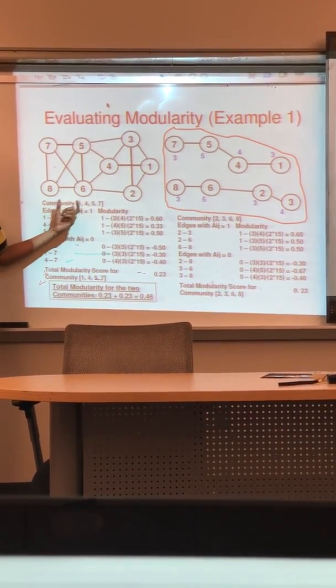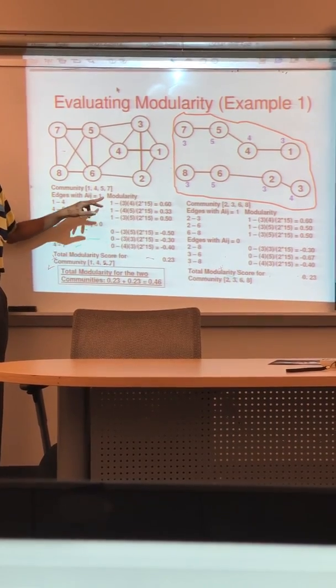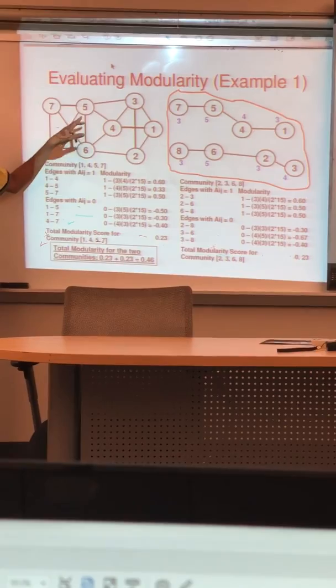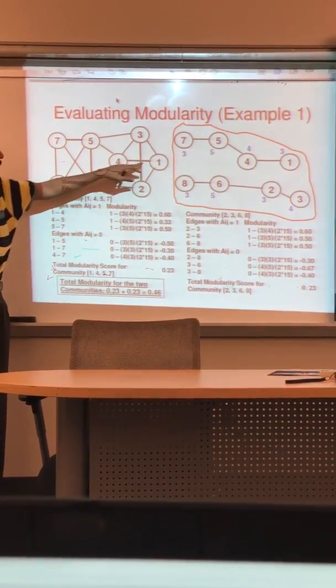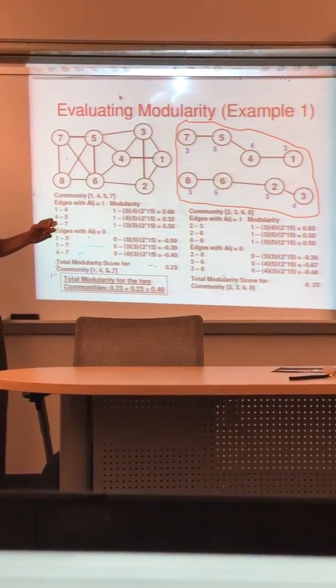for any pair it is either 1 minus or 0 minus. 1 minus if there is actually an edge between them. So this pair 1, 4, they have an edge between them. If they don't have an edge between them, like 1, 5, it's going to be 0 minus.